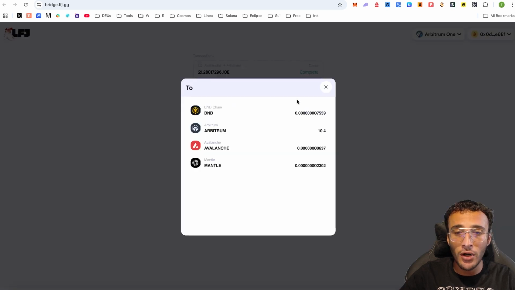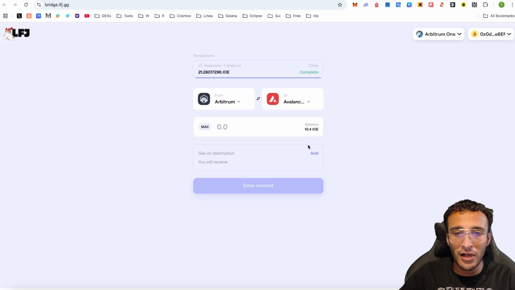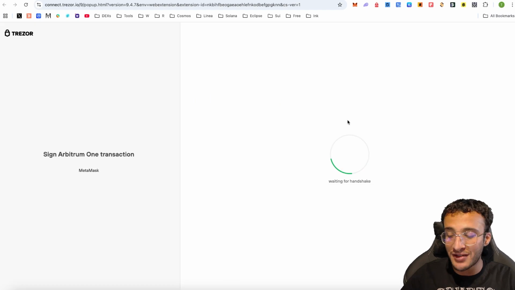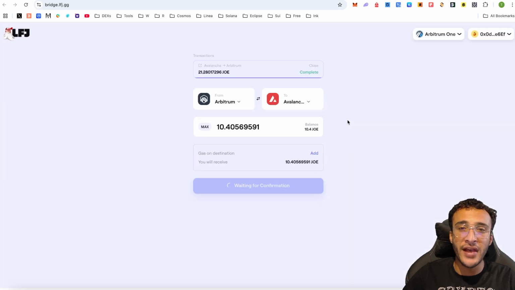Next, you want to choose the network to bridge to. Let's just say it was Avalanche. Boom, I'm going to choose the maximum amount, and I'm going to transfer all of them over. Fantastic. Guys, that's another transaction, another contract interaction, another bit of volume, and another protocol you can use on a regular basis in order to qualify for the airdrop.